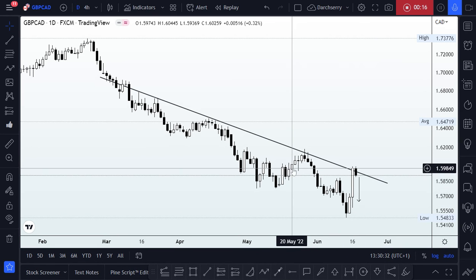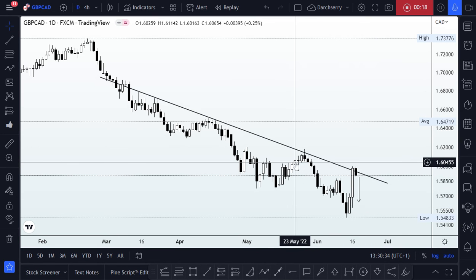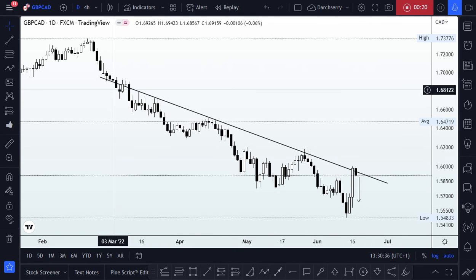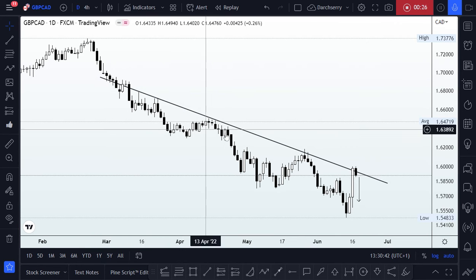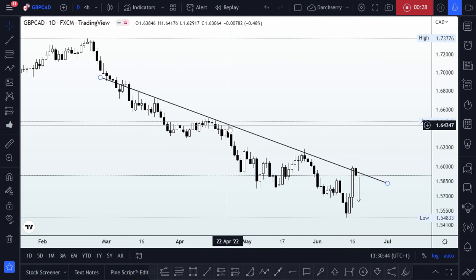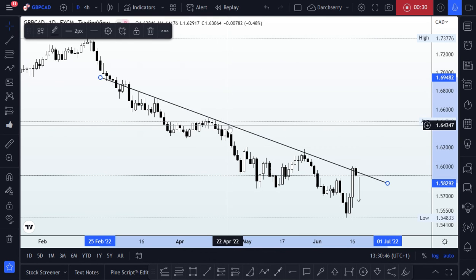Here on the daily time frame of the GBPCAD, we can see how price has been bearish since the early part of March of this year. And if we connect the series of lower highs, we definitely have a bearish trend line that looks like this, that you can see on your chart with that black line.